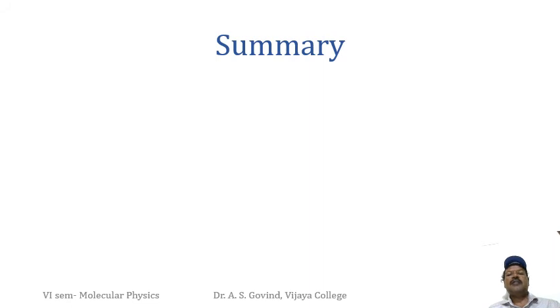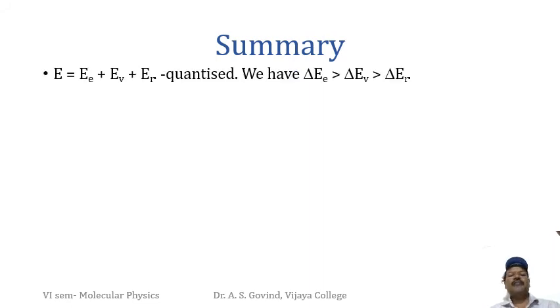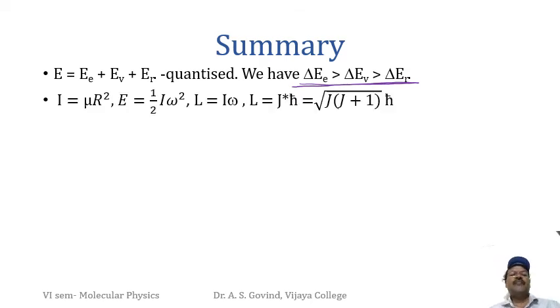We'll summarize whatever we have learned. So first, a molecule has electronic, vibrational and rotational energies which are all quantized, and the difference in energies are in this order. The difference in electronic energy is larger, few electron volt, and next is the vibrational energy difference. Next smaller is the rotational energy difference. And I equals mu r square, E equals I omega square, L equals I omega, and L is also J star h.